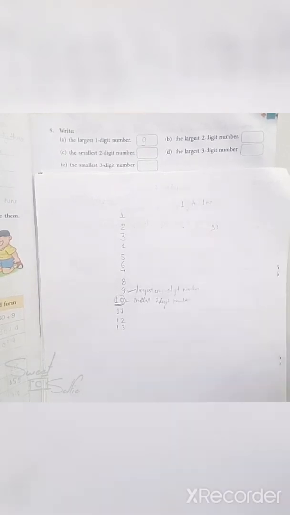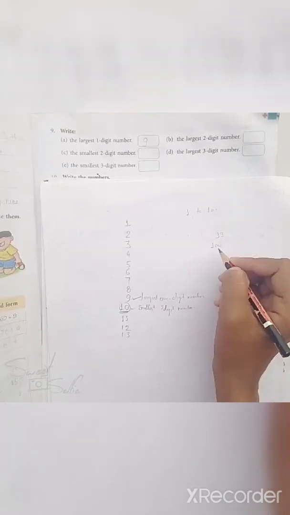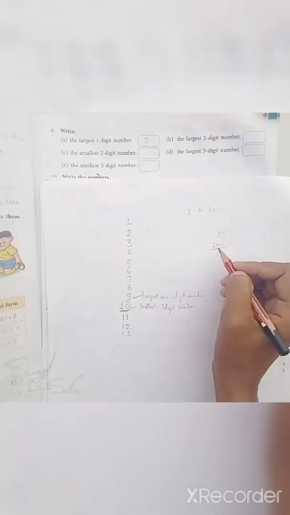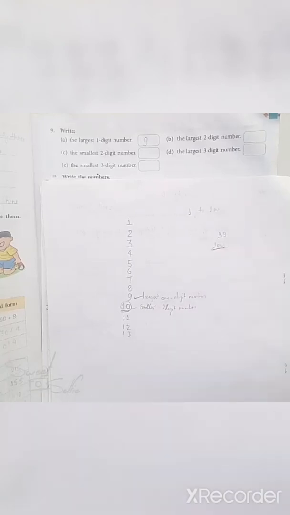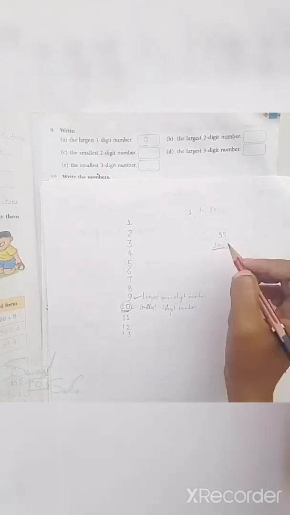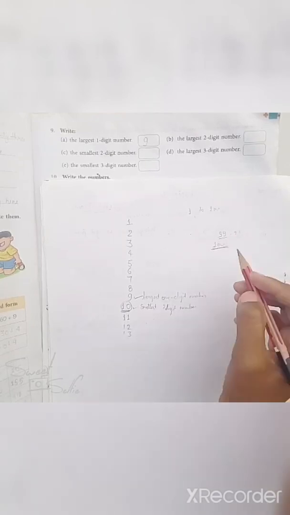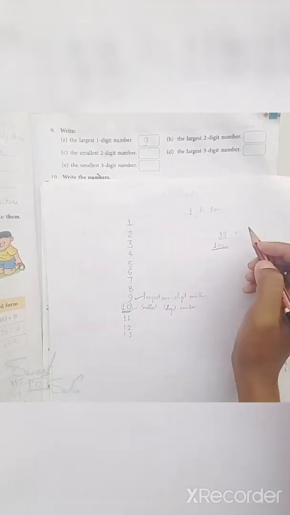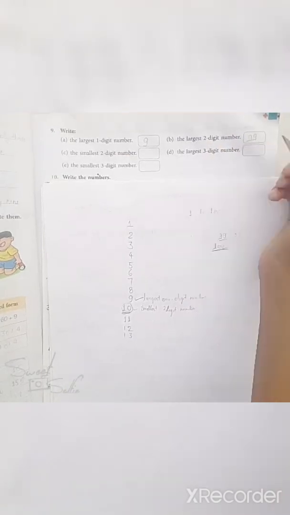99, and after 99 we get 100. Yes, so you can see in 100 there are 3 digits, 1, 2, 3. It means ones, tens and hundreds. So 100 is a 3 digit number and 99 is a 2 digit number. So that's why 99 is the largest 2 digit number. So what will we write here? The largest 2 digit number is 99.